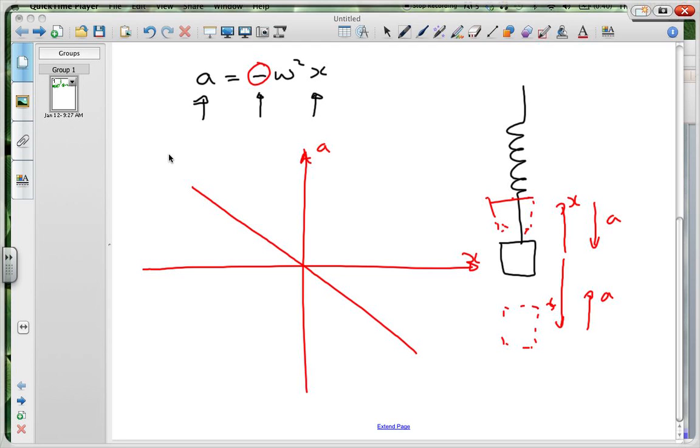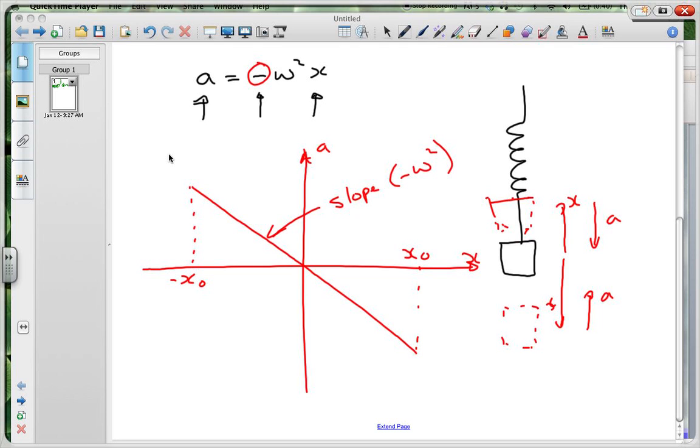Now, it's also not going to go on forever. It's going to be bounded. And what would these values over here be on the x? That will be x0. Excellent. This will be between x0 and minus x0. What would the slope of the graph be? The slope is negative omega squared. Okay, so this is your shape for your acceleration against x.